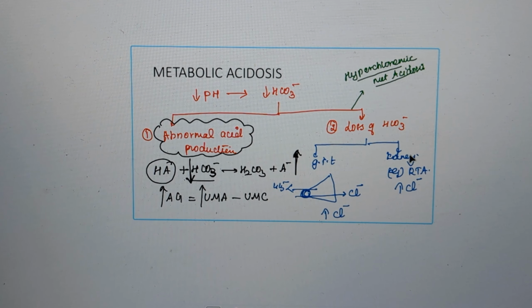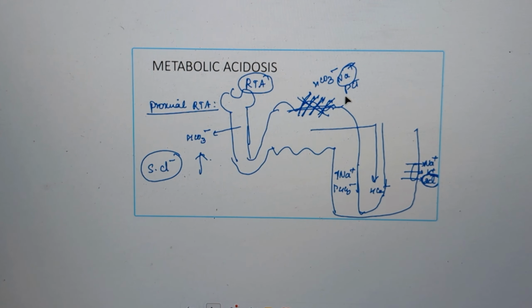Next, renal loss. Example, proximal renal tubular acidosis. In this condition, the proximal convoluted tubule fails to reabsorb bicarbonate. Bicarbonate is essential as a buffer and should not be lost in urine. Its reabsorption is coupled with sodium. When bicarbonate reabsorption is impaired, sodium reabsorption also decreases.